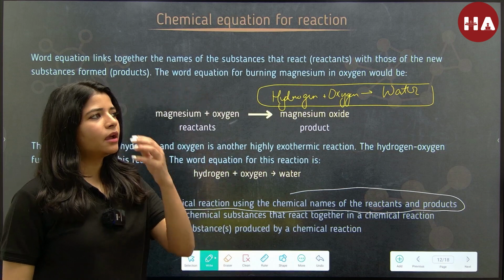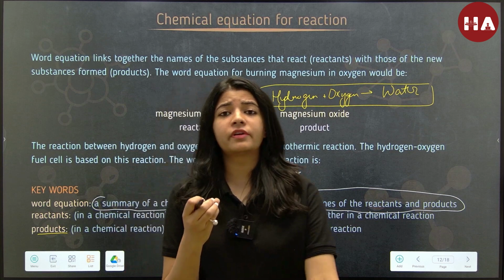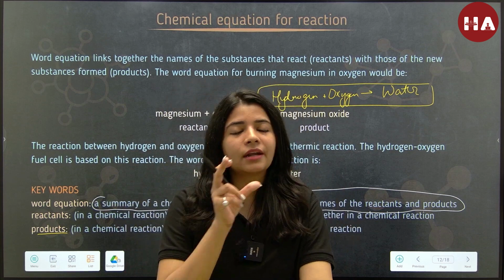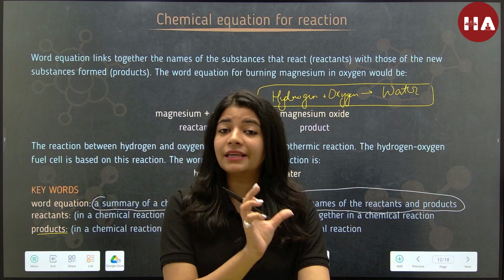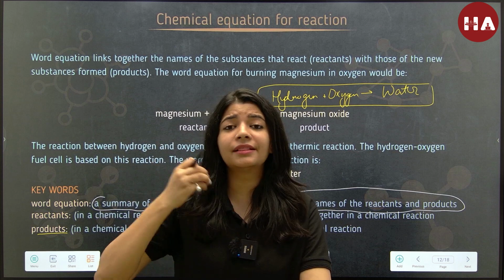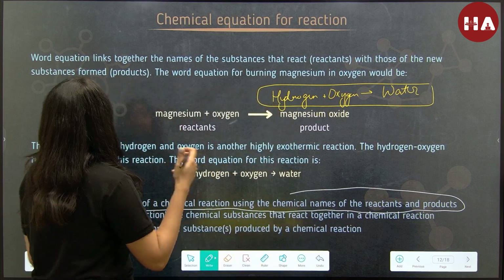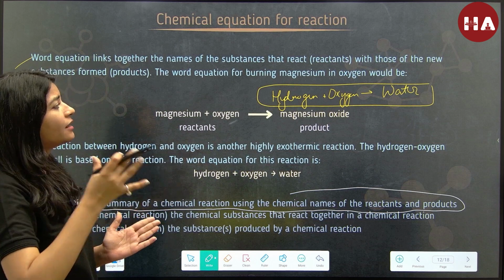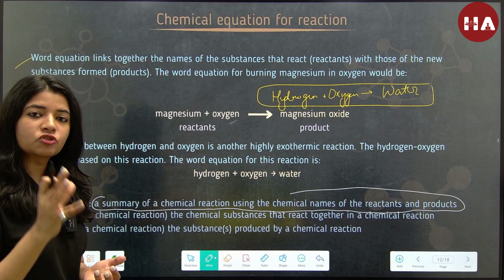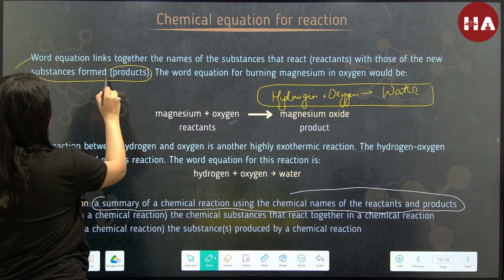For example, I ask you to write a word equation for the formation of nitrogen dioxide. So what will you write? Nitrogen plus oxygen and then an arrow which shows that these species are reacting, and then they form the product which is nitrogen dioxide. So let's quickly read. A word equation links together the names of the substances that react, the species which react are reactants, with those of the new substances which are formed, which are called products.